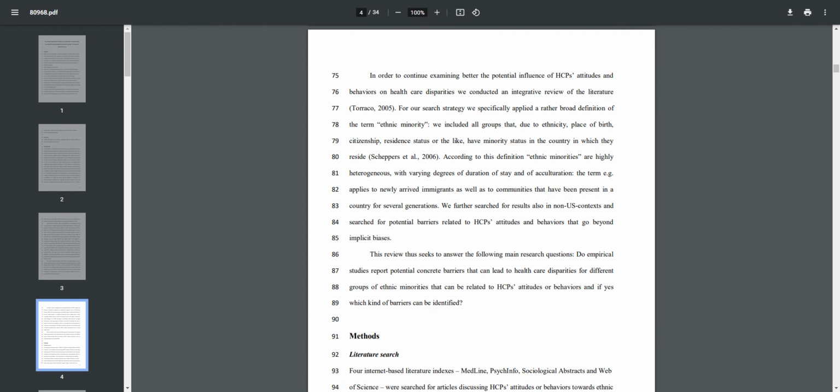Now, you may notice this one says, "we further searched for results also in non-US context." So now they've brought themselves in, because they're narrating what it is that they have done. The information came from the literature they read through, and they're trying to connect it with what they are now doing. Where it says "we now further search," sometimes you have to make a judgment call based on whether there's a need to talk about it. It depends on the kind of paper that you're writing.